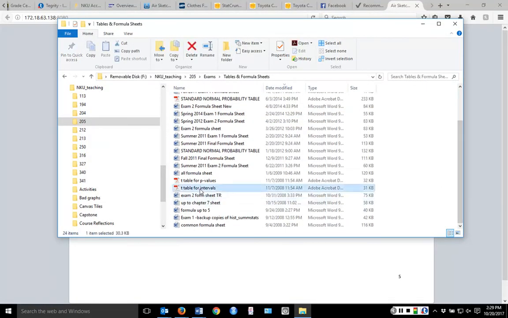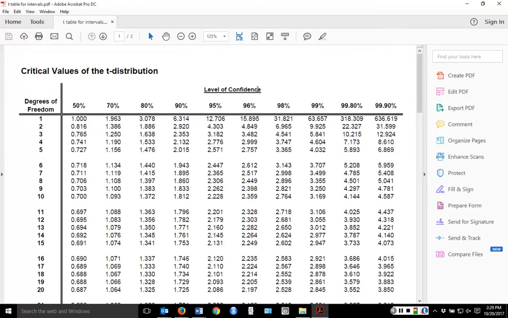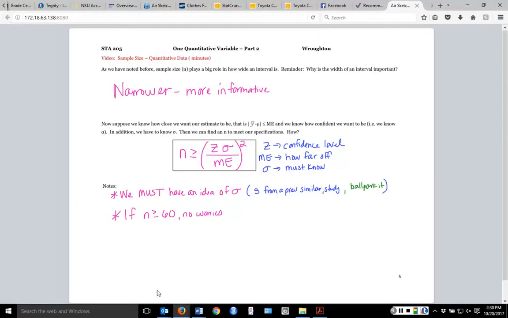So we pulled up this table, and this is what we used. The two different things that we needed to know for it was how confident we were going to be, but then we also needed to know this degrees of freedom. And what was degrees of freedom? Well, the degrees of freedom was n minus 1.